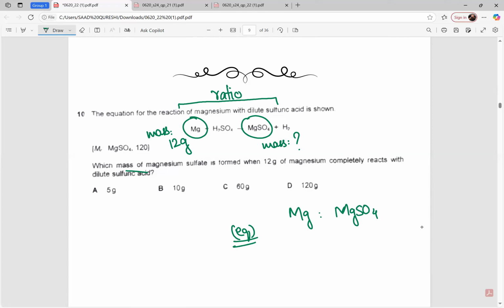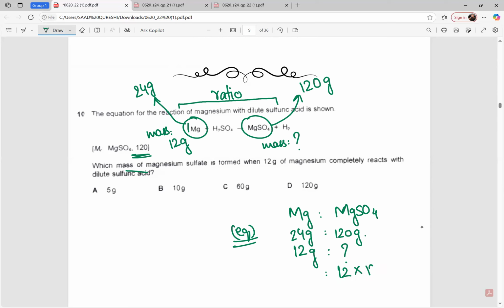In the balanced equation, we have 1 mole of magnesium whose mass is 24 grams, and we have 1 mole of magnesium sulfate whose mass is 120 grams, given in the question. So, 24 grams of magnesium give 120 grams of magnesium sulfate, then 12 grams will give how much? So, we'll use the cross method. 12 multiplied by 120 divided by 24, and the answer comes out to be 60.